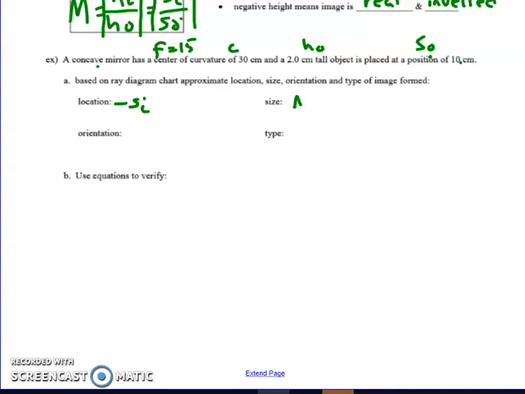We expect the image to be magnified. We can't say for certain what the magnification is, but we know it's going to be magnified. We know the orientation is going to be upright, and we know it should be virtual. Okay, so let's see if the equations verify that.